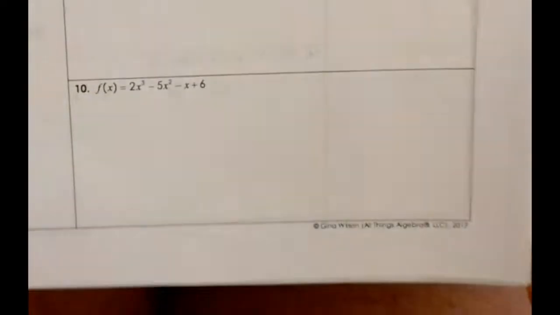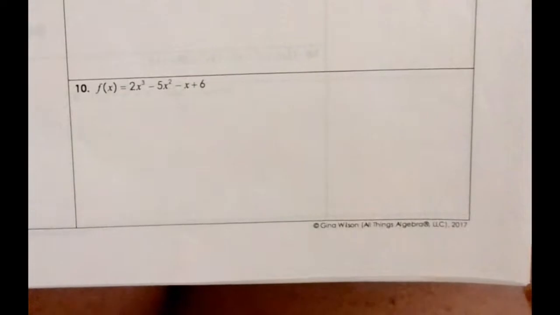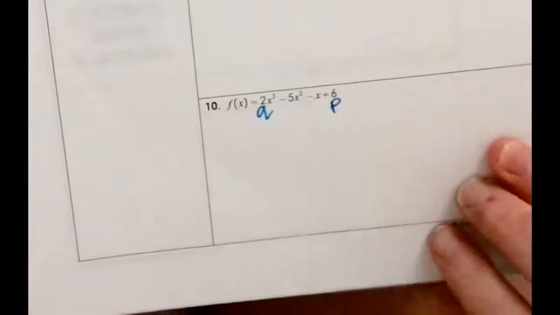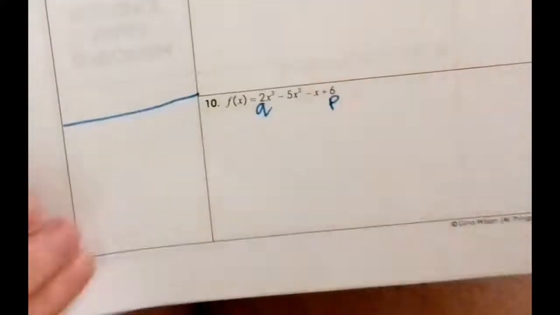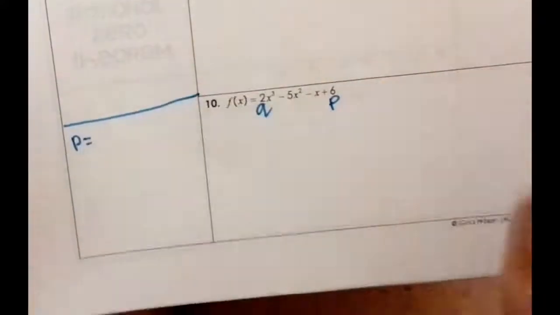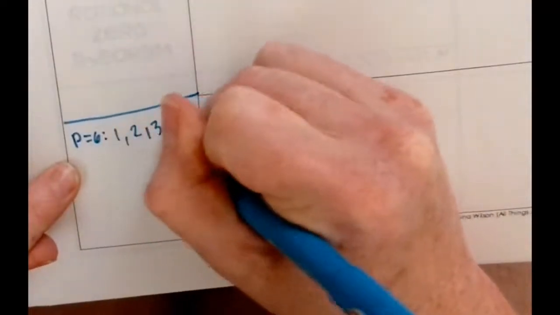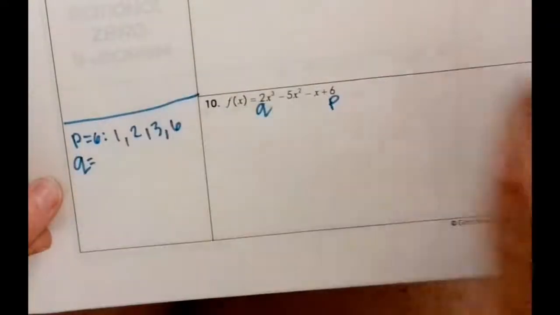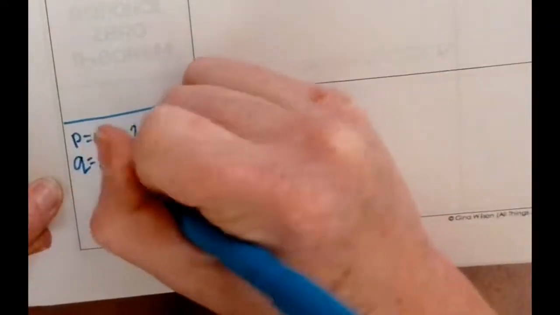Okay, so 10. Let's move on to 10. We're going to find the possible rational zeros. P is 6, Q is 2. So let's list all the possible rational zeros. I'll do it on the side here since I have some room. So P is 6. That means 1, 2, 3, 6. Q is 2. That means 1, 2.